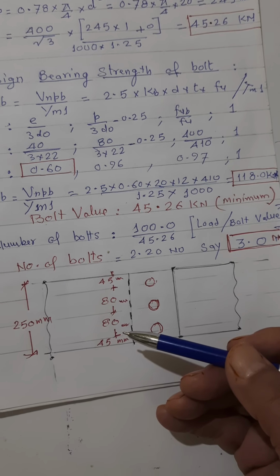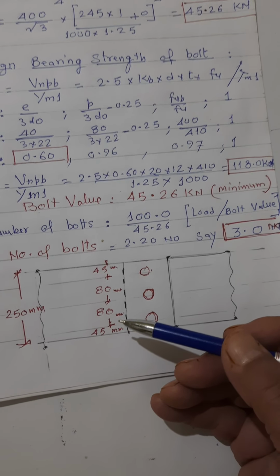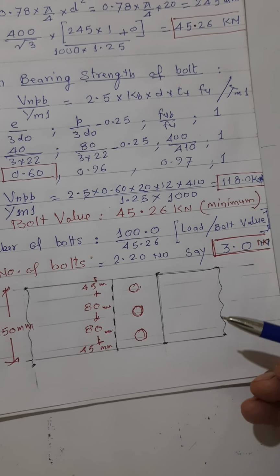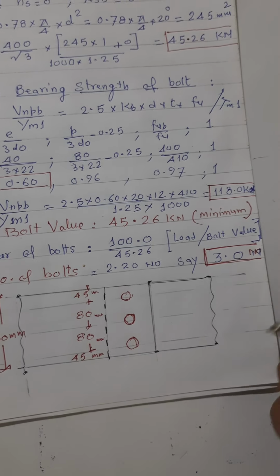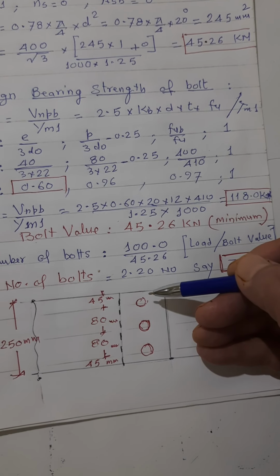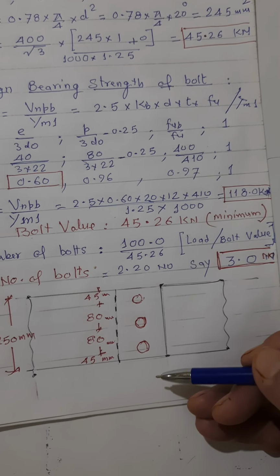Because the total width is 250, 80, 80, 80, it comes out to 40. So what we have to do is increase by 10 mm. So 5 mm we are increasing the edge distance from this side as well as from this side.